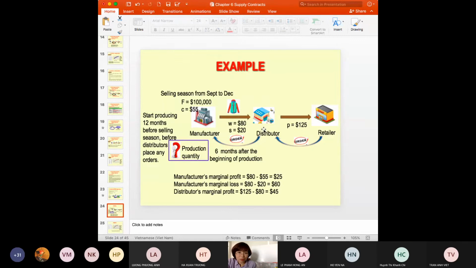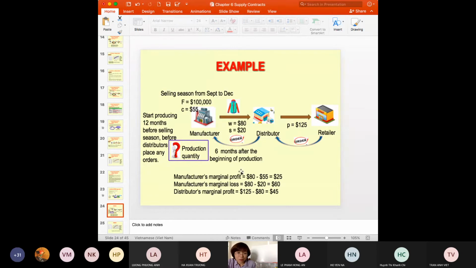And the distributor can sell back to the manufacturer at $20. So here it means the distributor can place the order to the manufacturer, deciding how many products the manufacturer should produce, six months after the beginning of production. After that, the retailer also has a forecast and plans to place an order to the distributor.